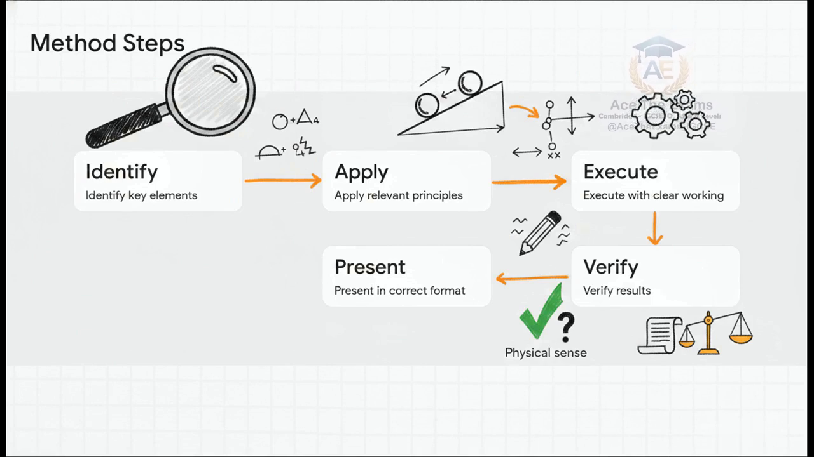Step 1. Identify key elements. This means extracting the masses, the angles, the coefficients of friction from that dense text we talked about earlier. Step 2. Apply relevant principles, like setting up completely separate equations of motion for each individual particle. Don't try to mash it all into one step. Step 3. Execute the analysis with crystal clear working. Step 4. Verify your results. Ask yourself, do these numbers actually make physical sense? If your tension is negative, something went wrong. And Step 5. Present in the appropriate format. If you follow this strict sequence, you are actively locking down method marks at every single stage of the problem.